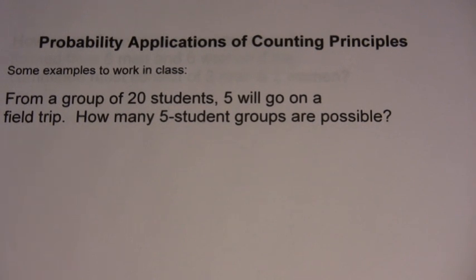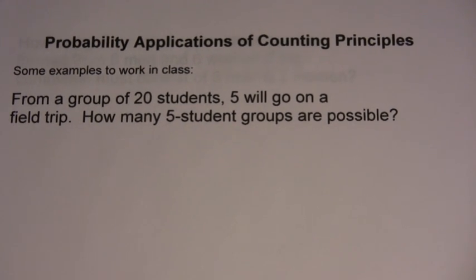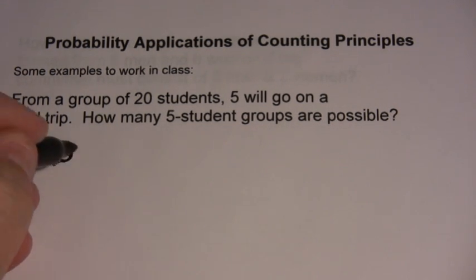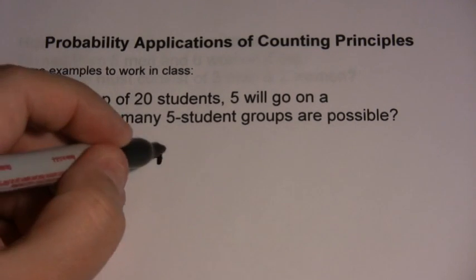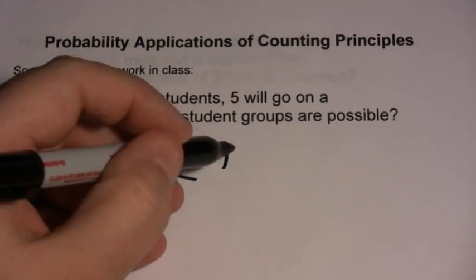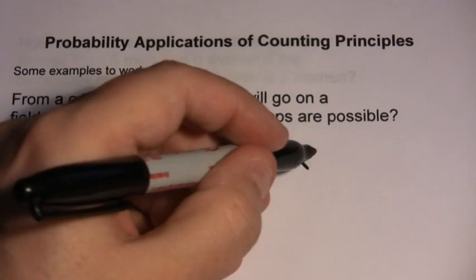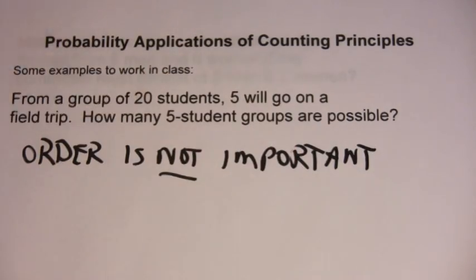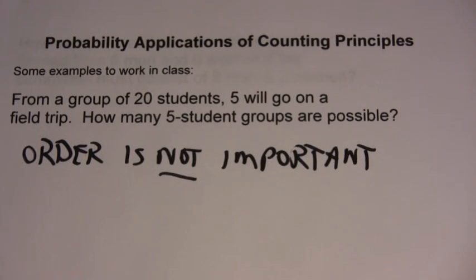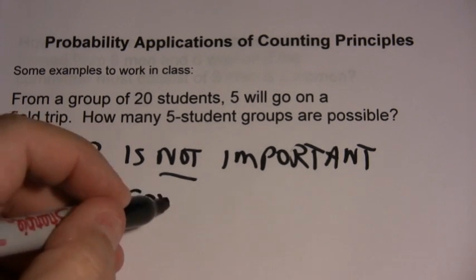Another problem. From a group of 20 students, 5 will go on a field trip. How many 5 student groups are possible? And this is just a plain vanilla combination problem because order doesn't matter. It's not important what order you choose them in. And whenever that's the case, and you're just doing a straight count like this, it's going to be a combination.